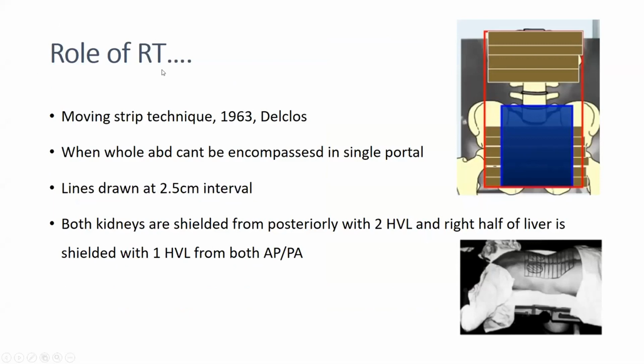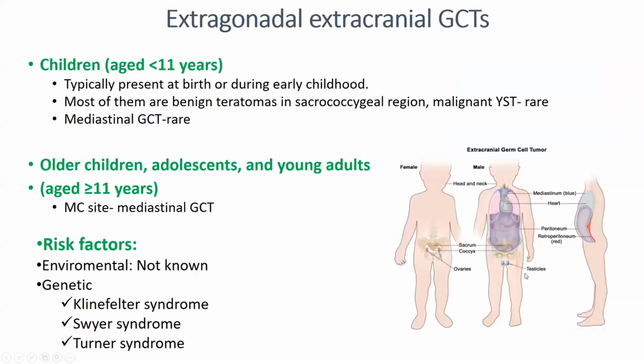Then this is a technique of delivering whole abdomen radiotherapy, the moving strip technique, which was developed in 1963, when the entire abdomen cannot be encompassed in one portal. It is then divided into small fields of 2.5 centimeter. At every 2.5 centimeter a line is drawn, and these small fields are treated alternately. Kidneys and liver are shielded as in the anterior-posterior open field.